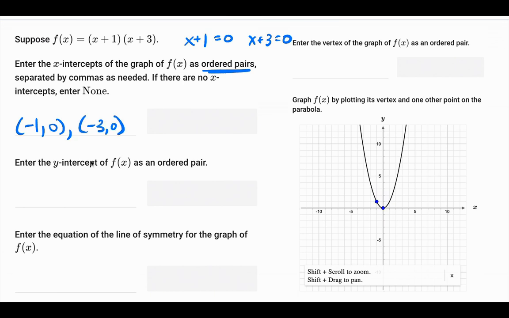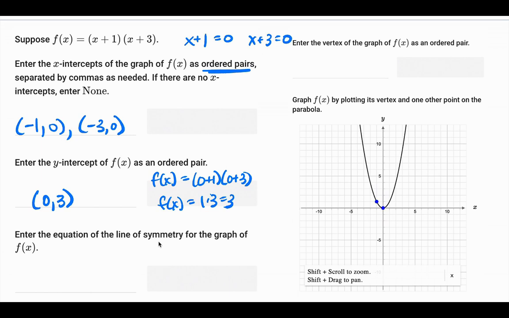Okay, what's the y-intercept? Remember, y-intercept is when x equals 0. So we put in f of x equals 0 plus 1 times 0 plus 3. So that's 1 times 3, which equals 3. So my y-intercept is 0, 3, because that's where x equals 0.